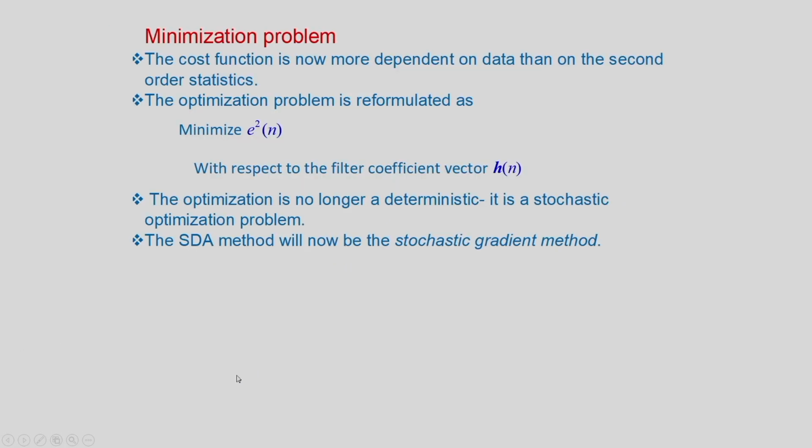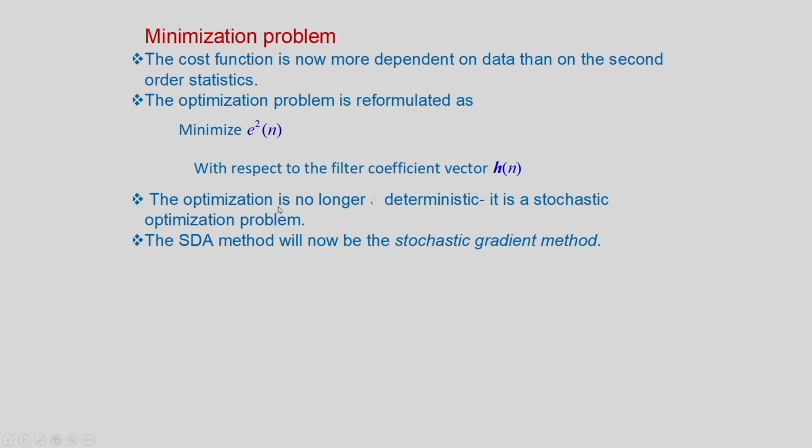The cost function is now dependent on the data rather than the second order statistics, because we know that in the case of the Wiener-Hopf solution, the solution is in terms of the second order statistics, that is cross correlation vector and autocorrelation matrix. The optimization problem is reformulated as: minimize e²(n) with respect to the filter coefficient vector h(n). This is the LMS optimization problem.